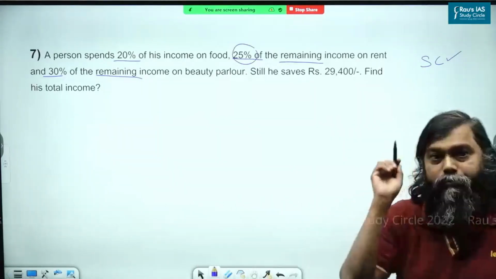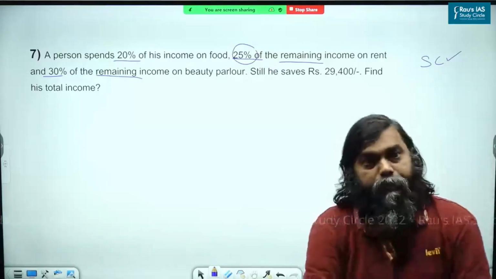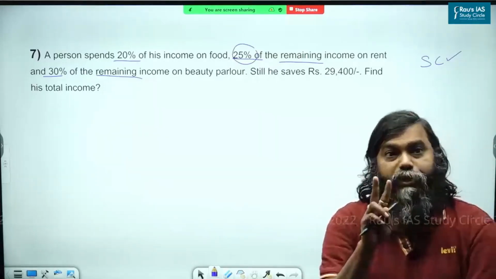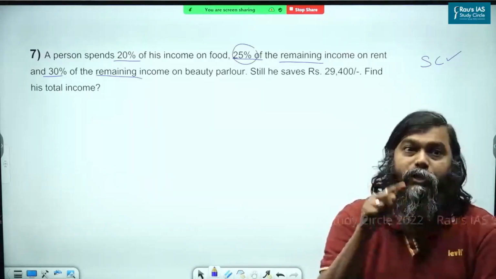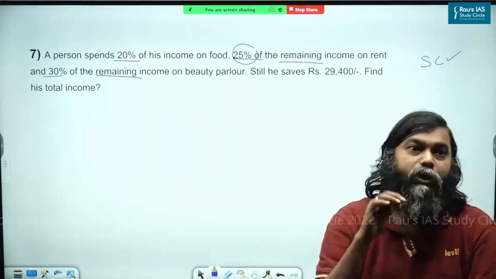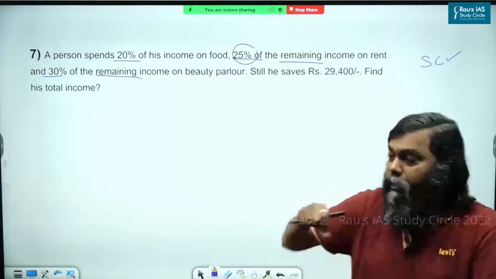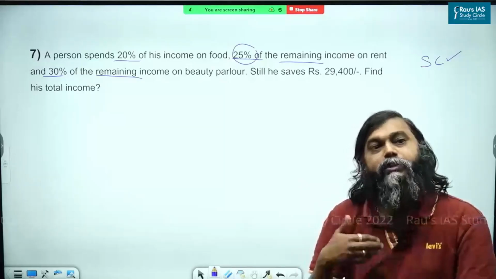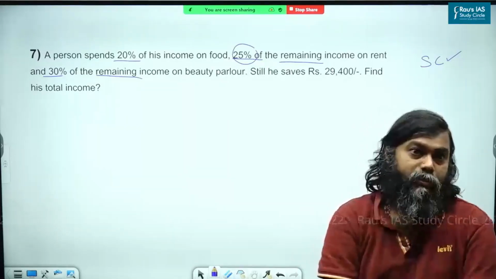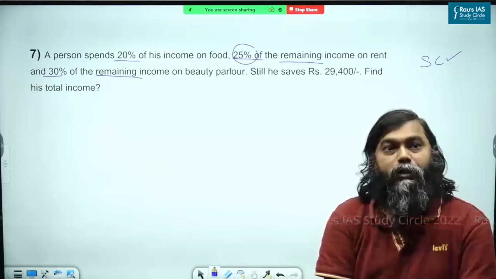Now, anybody have a doubt? Teaching is different, grooming is different. I will not teach the topic. I will groom you because you yourself are going to read the question. I am not going to read the question in the examination hall. By reading the question, you yourself have to know why I have to check whether we can solve this by successive changes or not. Understood?